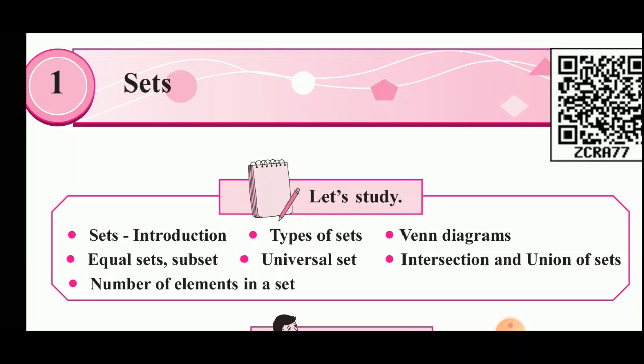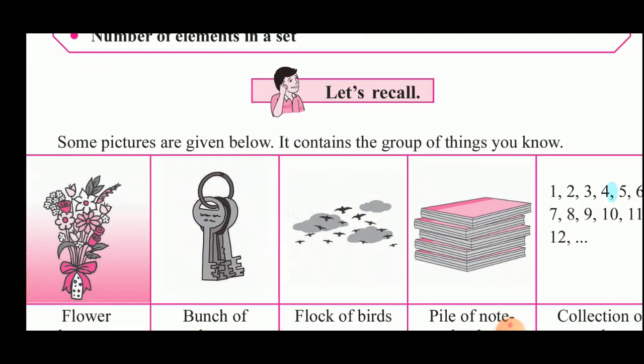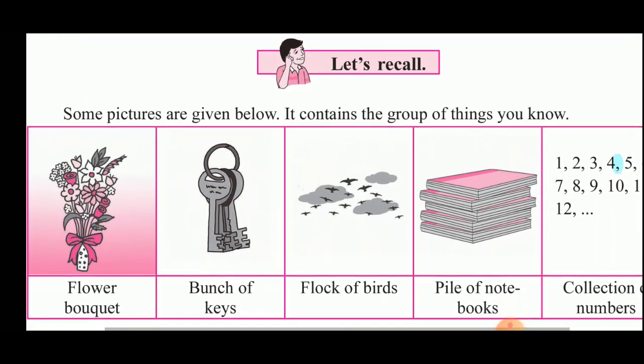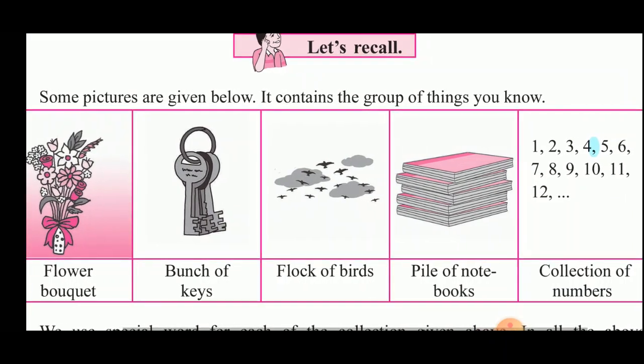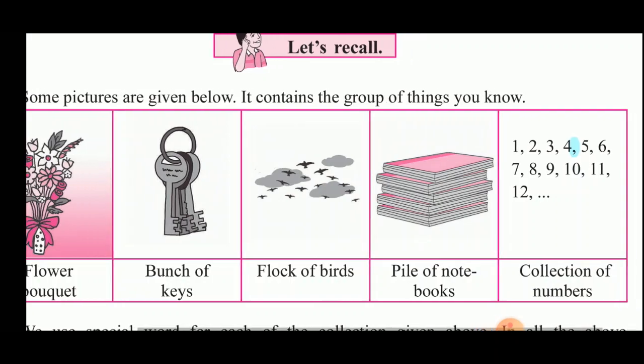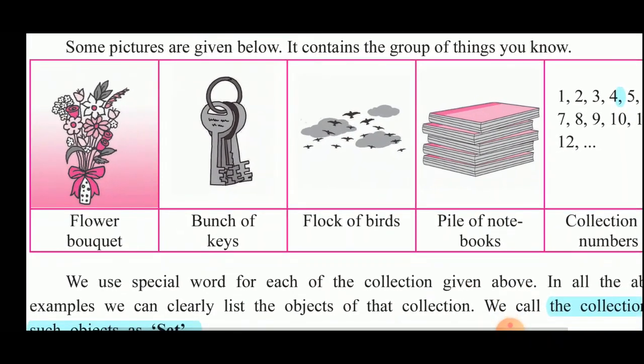The first chapter is sets. Now, look at the pictures which are given below. It contains a group of things. The first one is a flower bouquet. Second one, the bunch of keys. Third one, the flock of birds. Fourth one, the pile of notebooks. And fifth one, the collection of numbers. So, we use a special word for each of the collections given above. The collection of these objects is called a set.